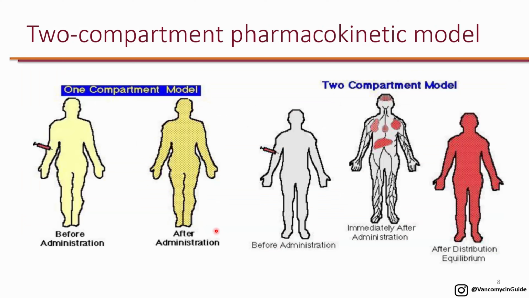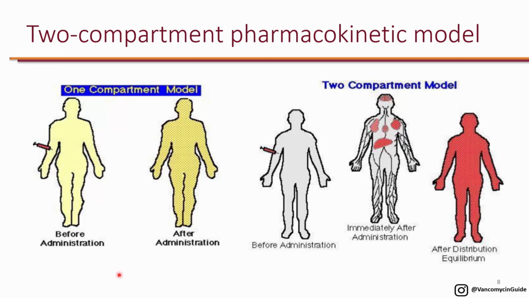Before we talk about vancomycin, it's important to understand the two-compartment pharmacokinetic model. So in the one-compartment model, you basically administer the antibiotic and it will stay in the central compartment. One-compartment model is very straightforward, so you can do the kinetics very easily. Because aminoglycosides are hydrophilic, their pharmacokinetics are very close to the one-compartment model. So for simplicity, you can assume that aminoglycosides show a one-compartment model.